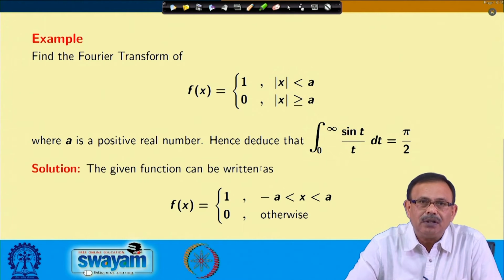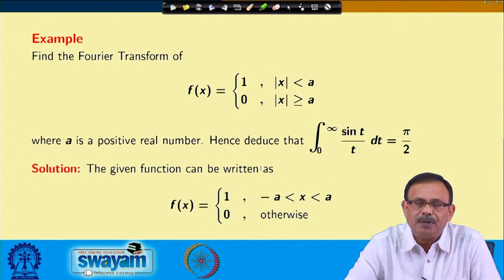Once we are obtaining this, the given function was f x equals 1 for mod x less than a and 0 for mod x greater than a. This I am writing as f x equals 1 when x lies between minus a to a, because for mod x less than a this is 1, otherwise 0. So, f x I am defining in this way.